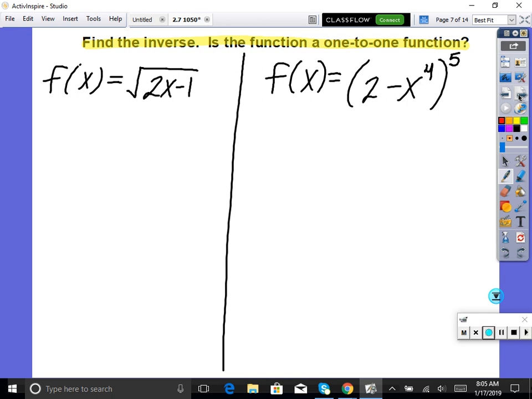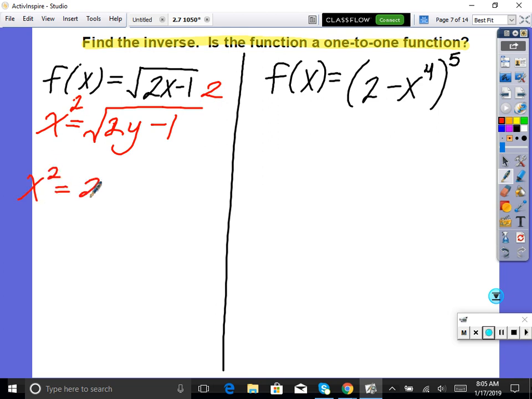So what would we do? Switch x and y, wouldn't we? So x is equal to the square root of 2y minus 1. Now what? Get y alone. Square both sides. We have x squared equals 2y minus 1.